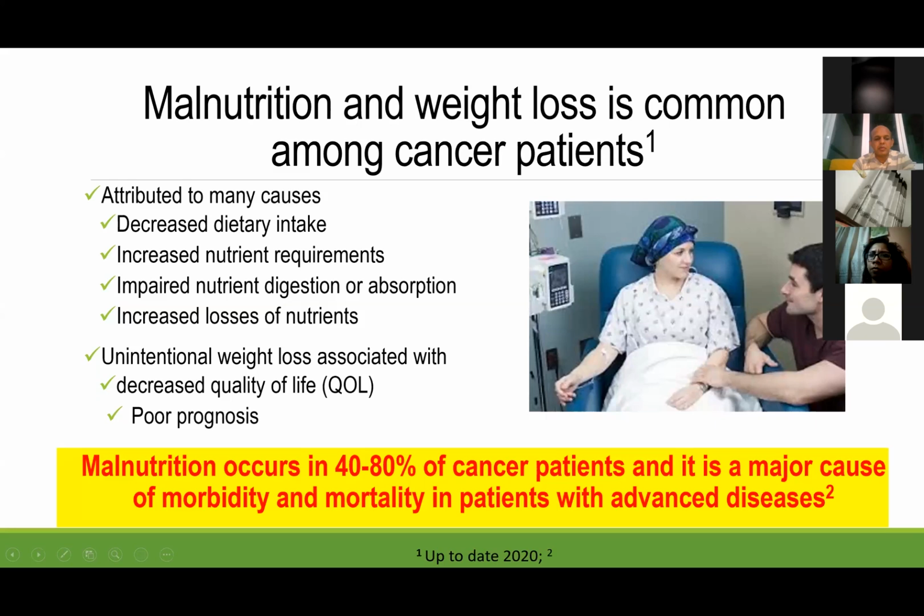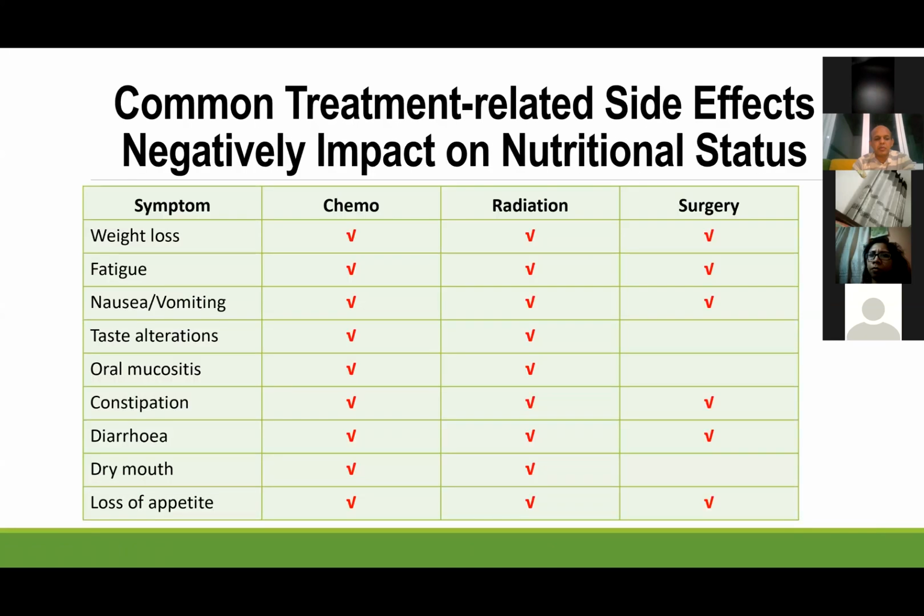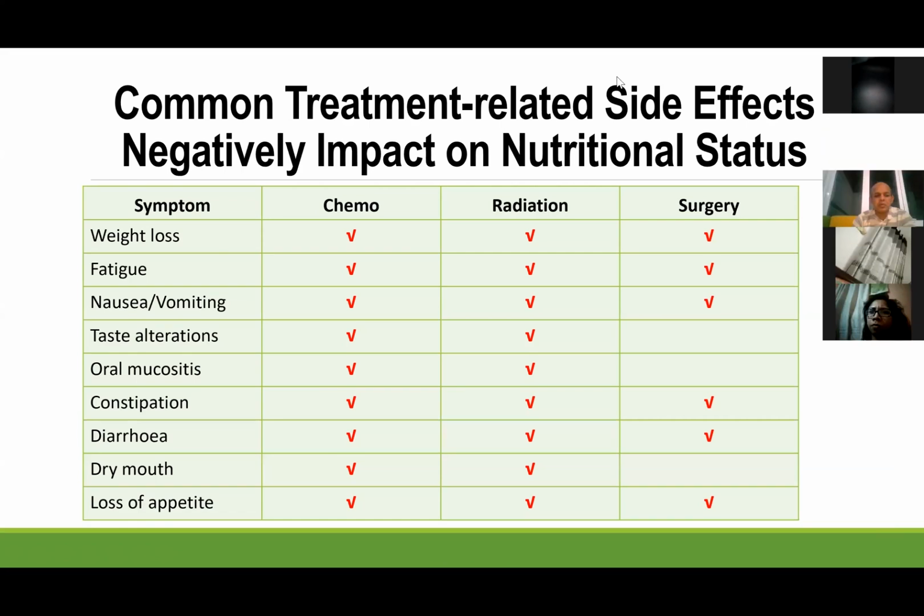So when we look at the common treatment-related side effects that really impact nutritional status negatively, in the 3 different stages, during chemotherapy, radiation, and surgery, you can see that some of the symptoms like weight loss, fatigue, nausea, vomiting are related to all of chemo, radiation, and surgery.